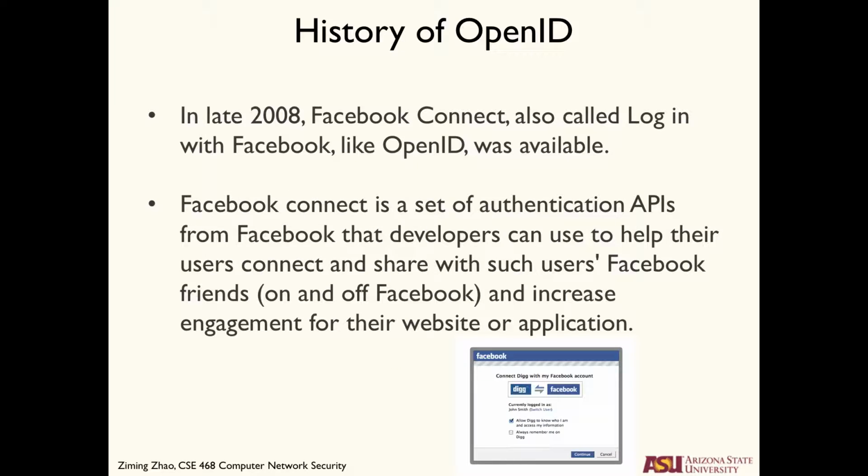However, at the same time, something you are familiar with came out in late 2008. Facebook announced their own authentication called Facebook Connect, also called Login with Facebook. It's kind of like OpenID, but it is a set of authentication APIs. So developers can use those APIs to help their users log in, and also to collect and share with their Facebook friends. So this is more than authentication. Facebook Connect integrates the features provided by OpenID, but it's more than OpenID. It provides something more like authorization.